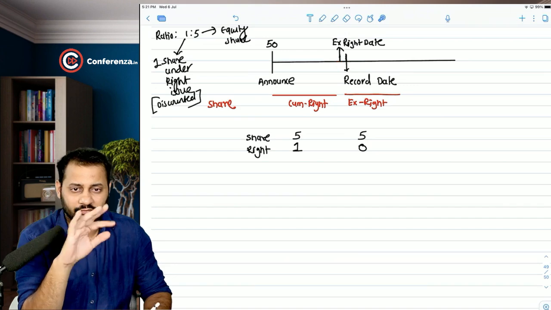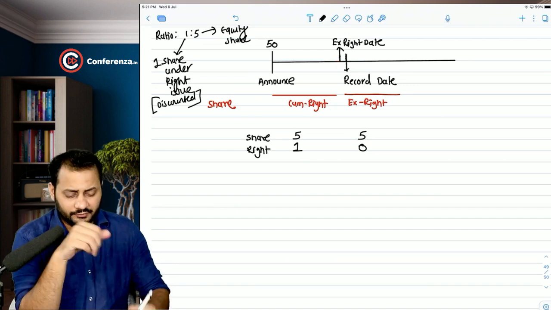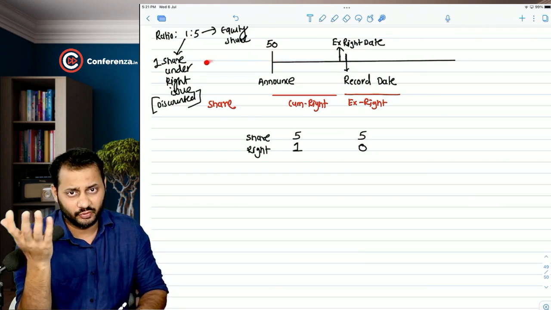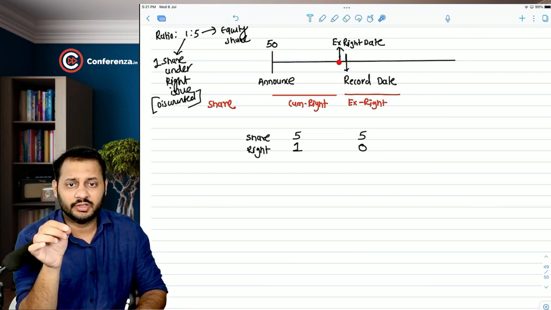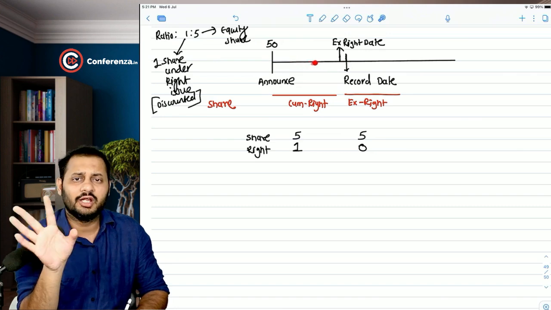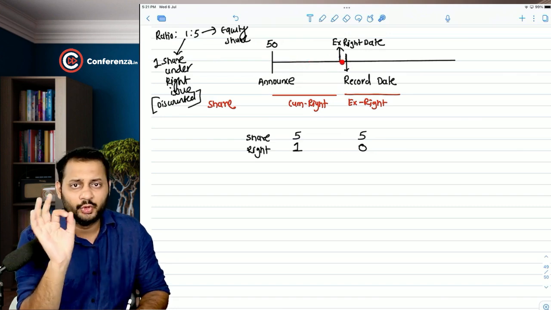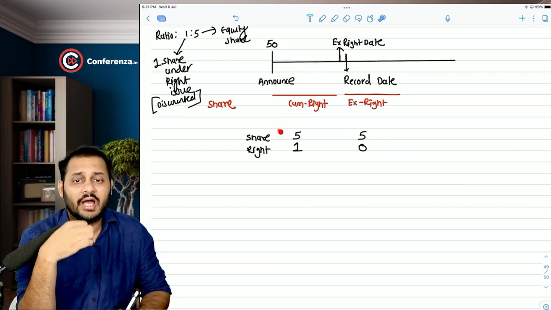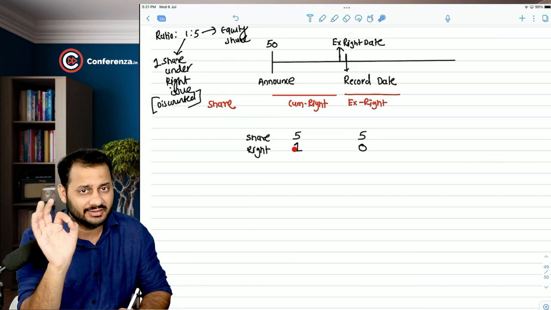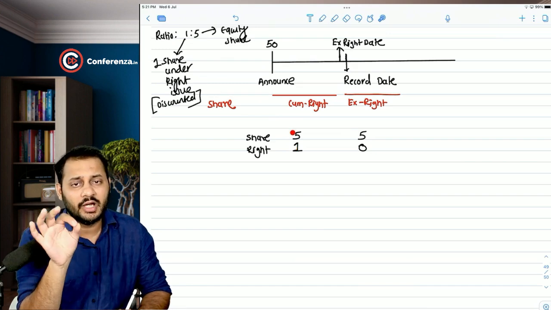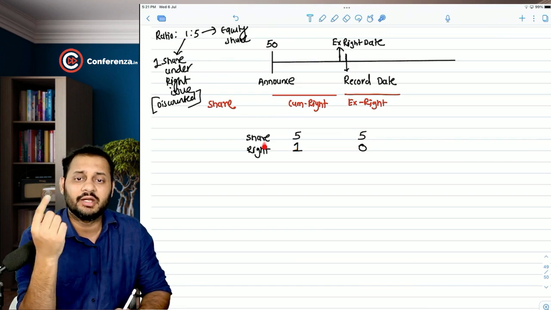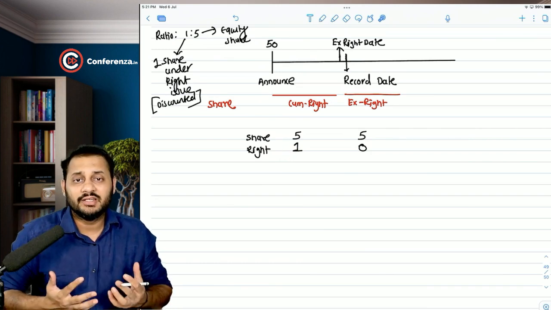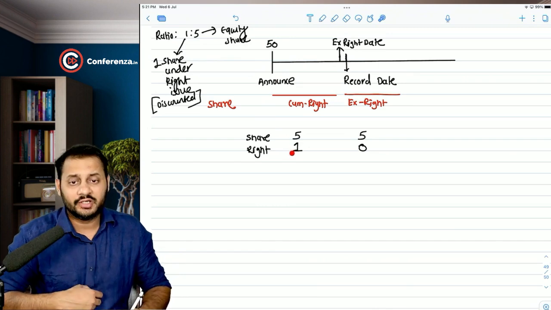Getting it? Okay, clear. Now, let's say you have purchased the shares either before this date or on this date. So all in all, at this point of time, you are the shareholder of the company in the register. That means you have the right to buy the share at a discounted price. And let's say you have only 5 shares with you. That means you can buy 1 share at a discounted price. Okay, but when to buy the discounted share?